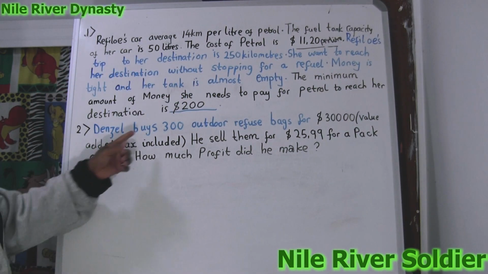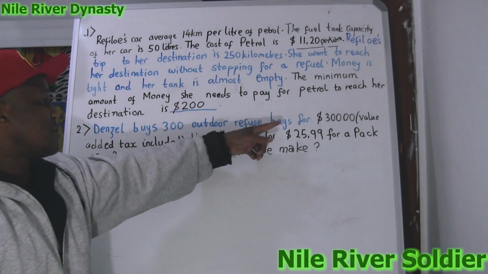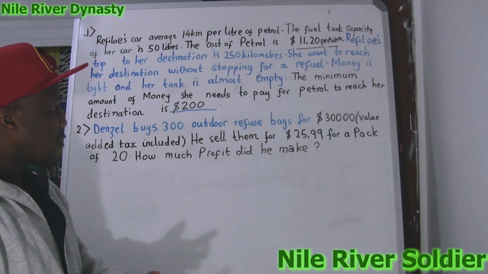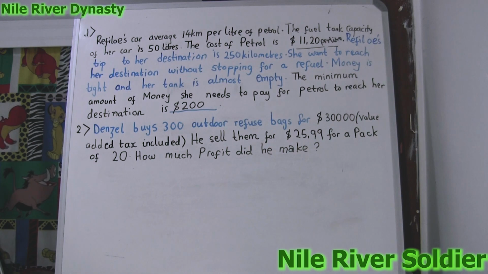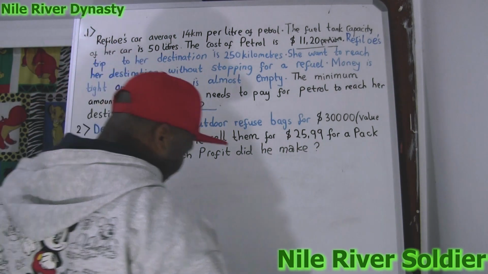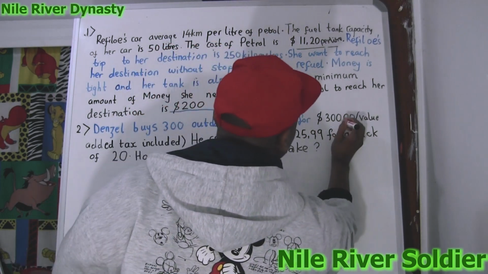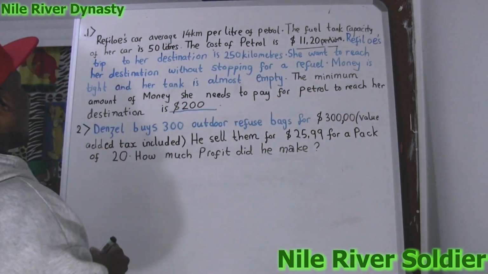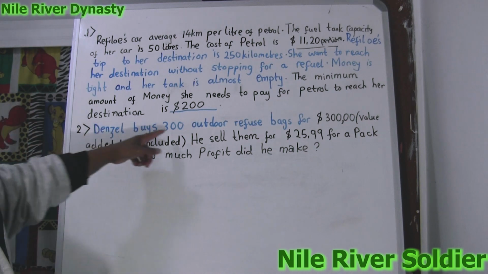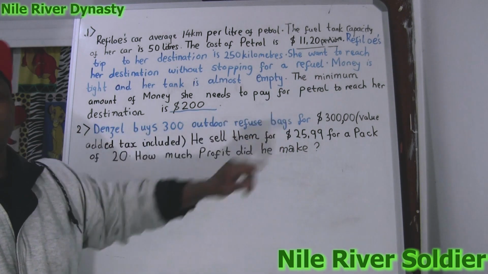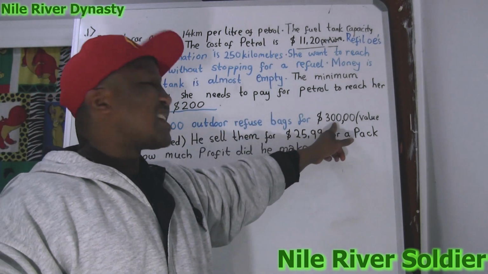Denzel Washington buys 300 outdoor refuse bags. So this guy is going to buy outdoor refuse bags. You know what I'm saying? There's a comma here. Okay, now let's go. Question number 2: Denzel buys 300 outdoor refuse bags for this amount, meaning for $300.